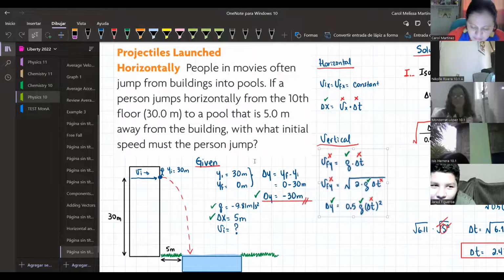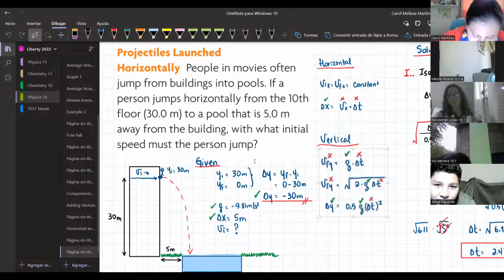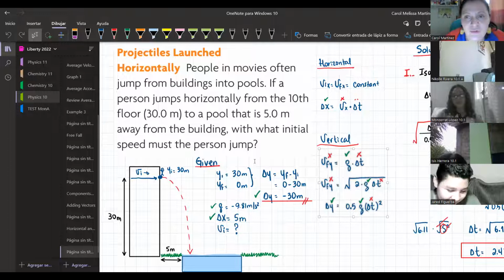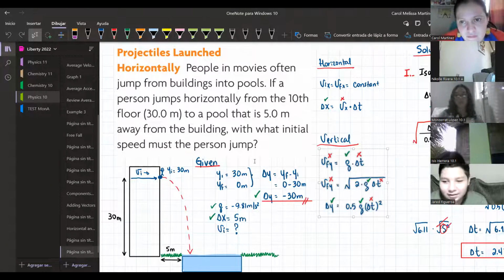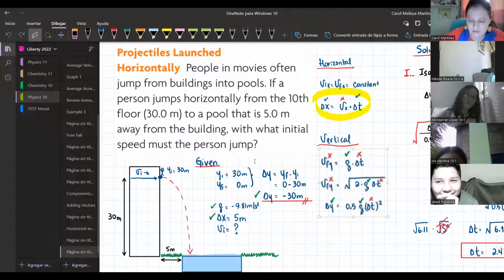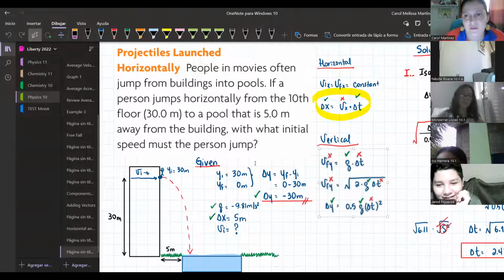So now that we have delta t, we're going to use this formula to isolate for the velocity. Okay? So now it's time for the second step.